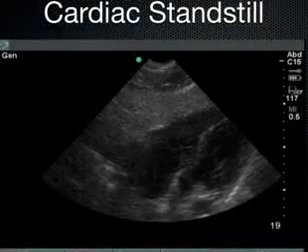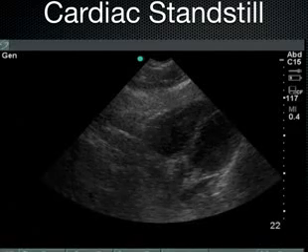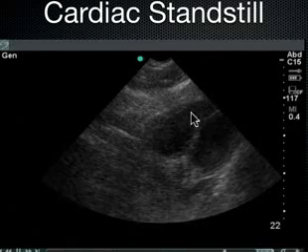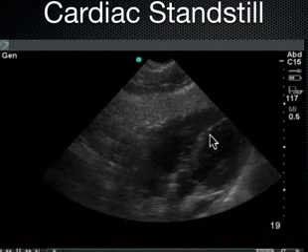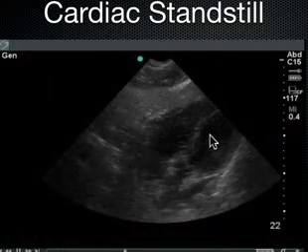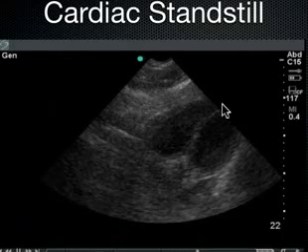Now, the other thing that we can see is cardiac standstill. This is actually a video of a heart that's no longer moving. It looks like a still image, but it's not. It's actually a video. And these are the chambers here. Sometimes the heart is hard to pick out when it's not moving. You're used to seeing the heart move. But when the patient expires and the heart stops moving, we can see it here.